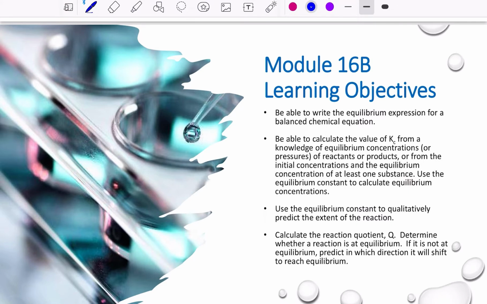And be able to calculate your reaction quotient Q. Q and K are calculated the same way, but they mean different things. And so you need to be comfortable with what Q is, comfortable with what K is, understand their differences, and understand how to compare them. Q and K stay with us through most of the rest of the chapters throughout this course. Determine whether a reaction is at equilibrium, and if it's not in equilibrium, predict in which direction it will shift to be able to reach that equilibrium.